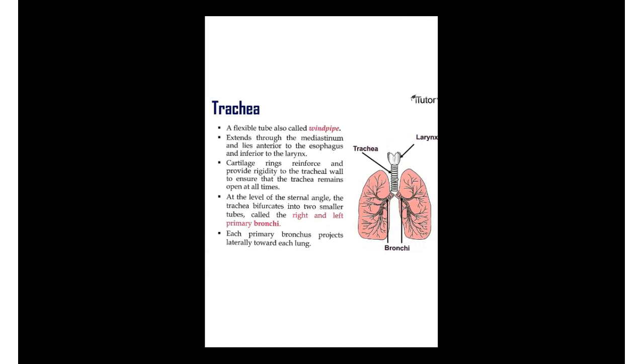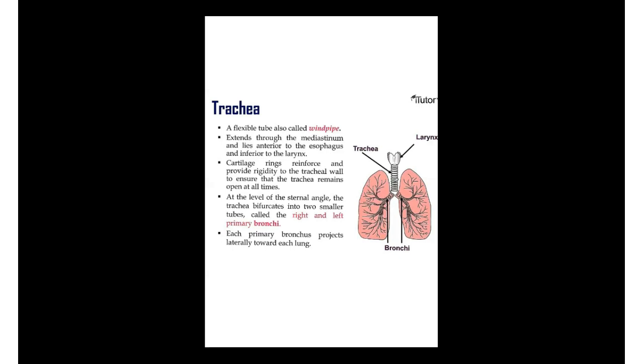The cartilaginous rings reinforce and provide rigidity to the tracheal wall and ensure the trachea remains open all the time. If we are sleeping, if we are eating, whatever we are doing, this trachea is always open and performing its function. At the level of the sternal angle, when it reaches the head level and joins the body, that is known as your sternal angle, and there it divides into two parts, your right and left bronchi.